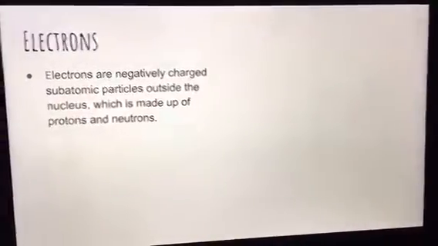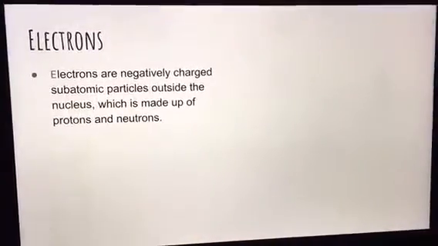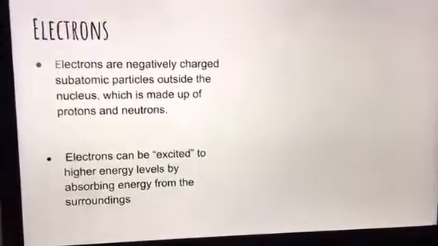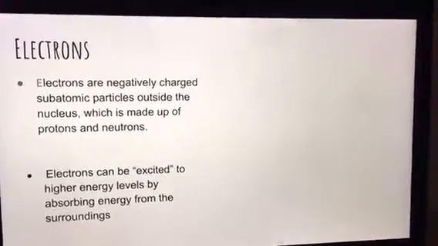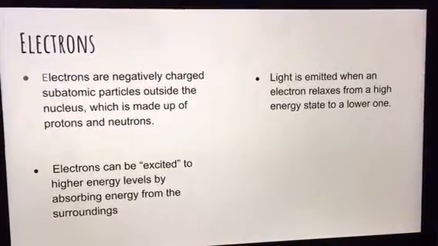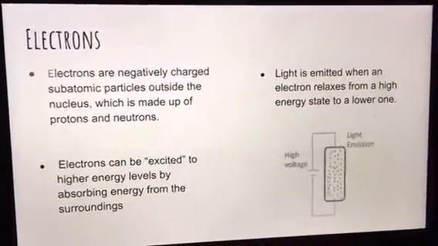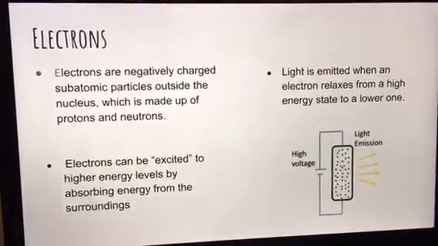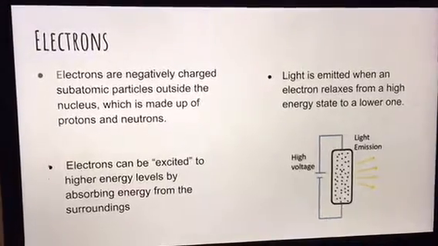Electrons are negatively charged subatomic particles outside the nucleus, which is made up of protons and neutrons. Electrons can be excited to higher energy levels by absorbing energy from the surroundings. Light is emitted when an electron relaxes from a high energy state to a lower one. In the diagram, you can see that the high energy transfers to light emission.